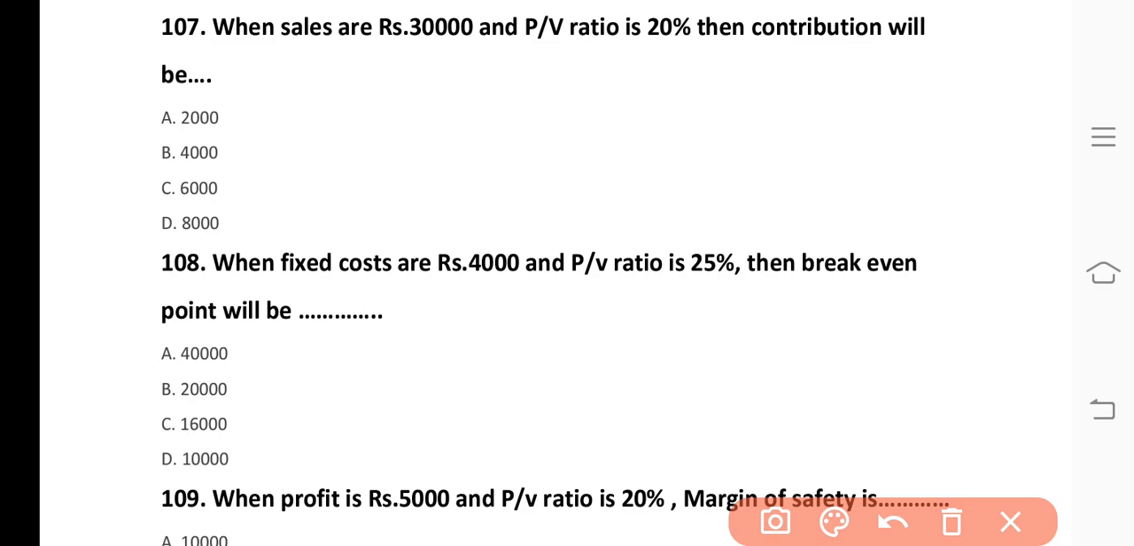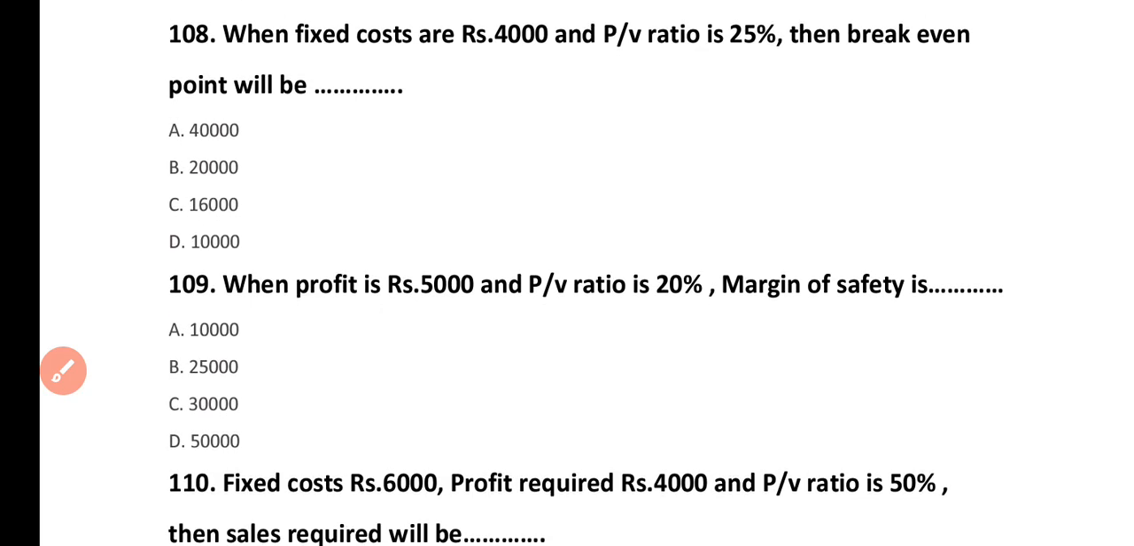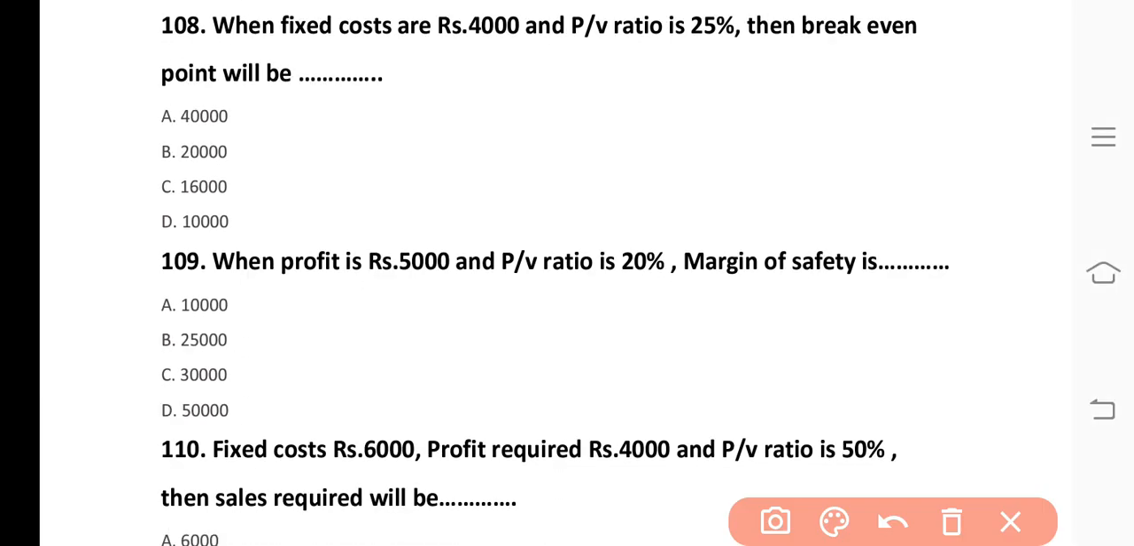MCQ number 107. When sales are 30,000 and profit volume ratio is 20%, then contribution will be, the correct option is option C, 6,000. MCQ number 108. When fixed costs are 4,000 and profit volume ratio is 20%, then break-even point will be option C, 16,000 is the correct option.